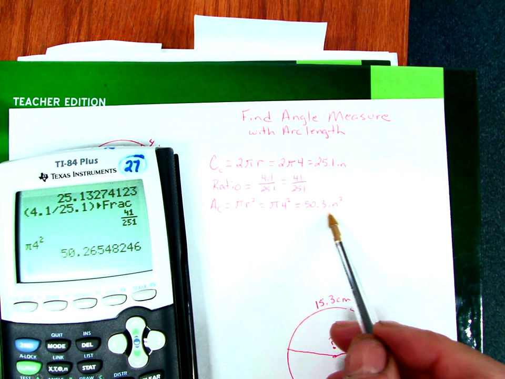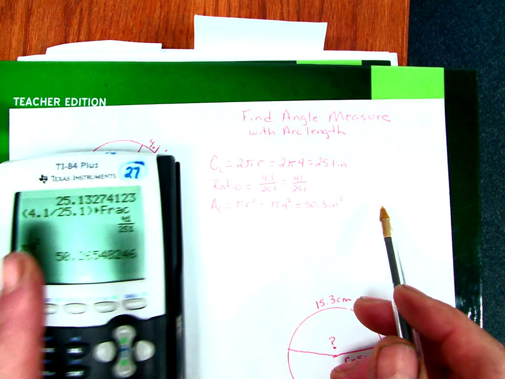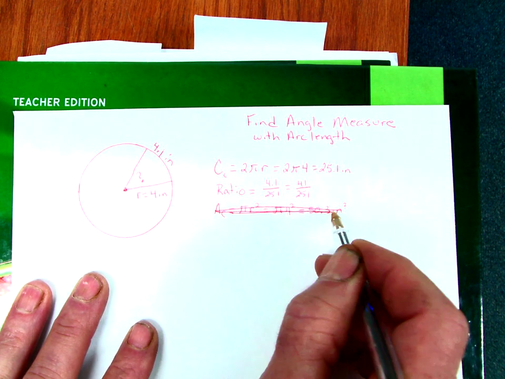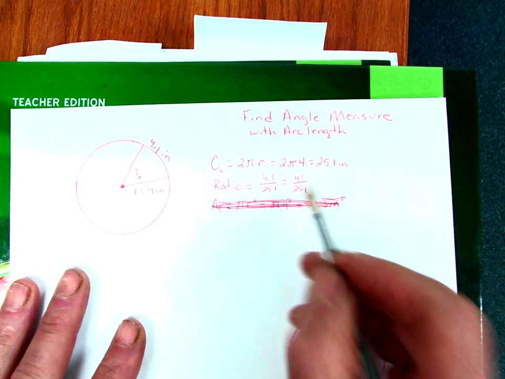I'm going to take this area for the entire, actually, I've already steered you wrong. Sorry. You don't need that. Forget that. Got our ratio.